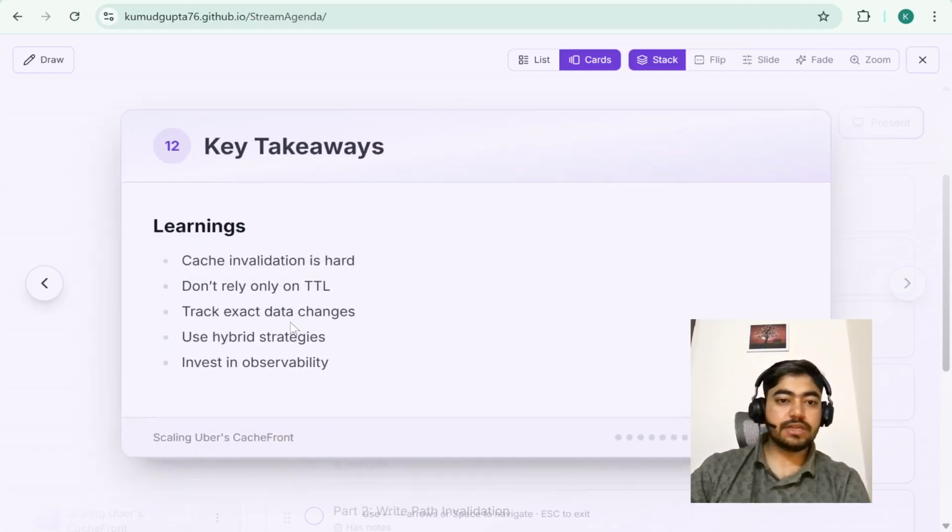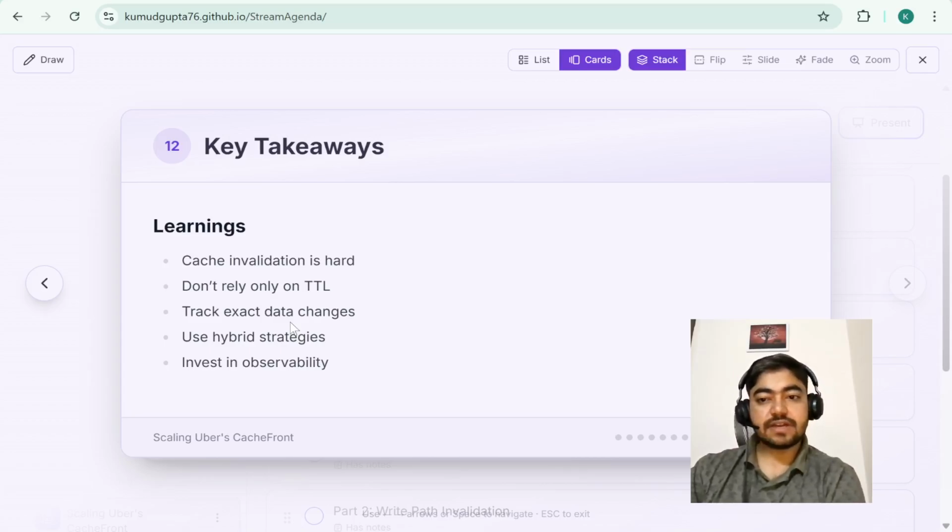So what are the key takeaways? Cache invalidation is hard, but it can be solved. Don't rely on TTL, and track data that changes. Uber uses hybrid strategies and invested in observability.